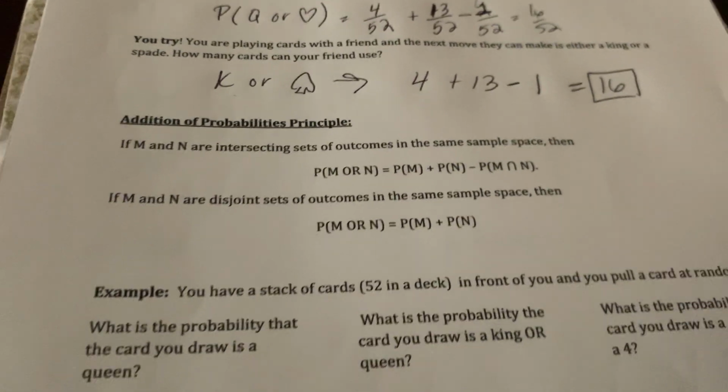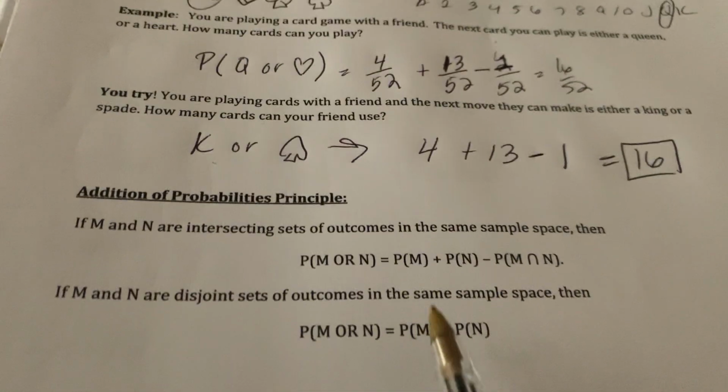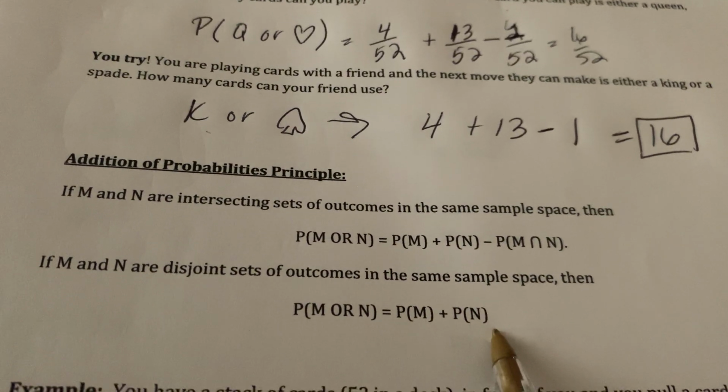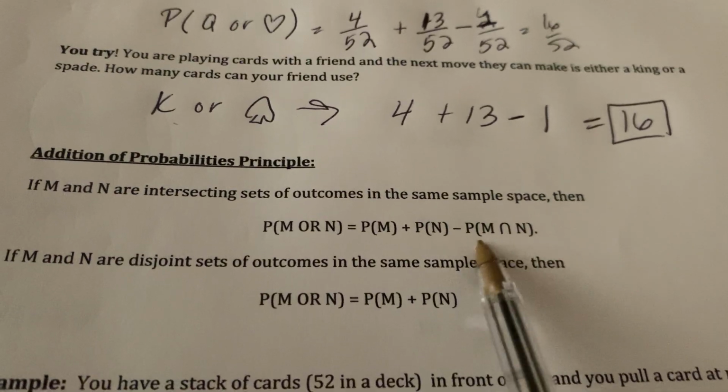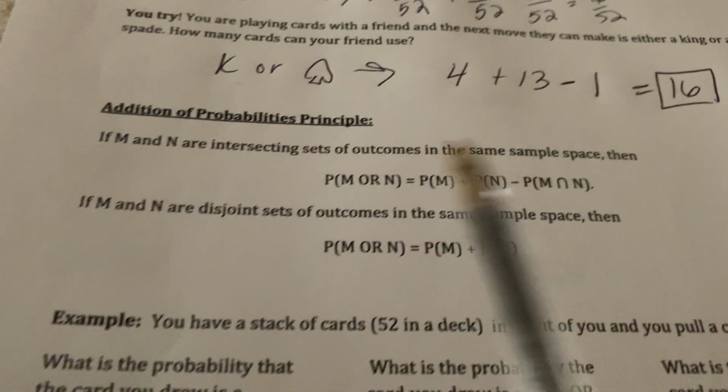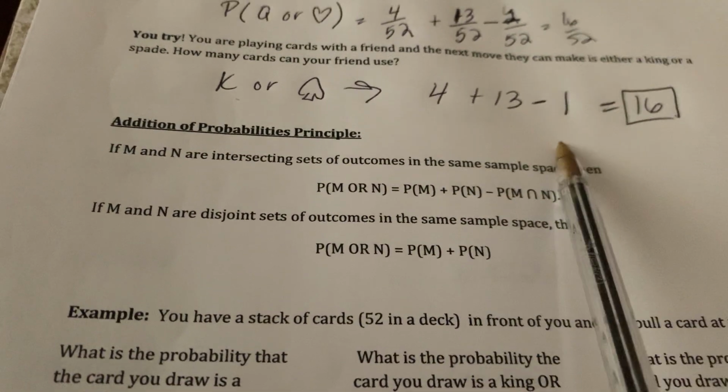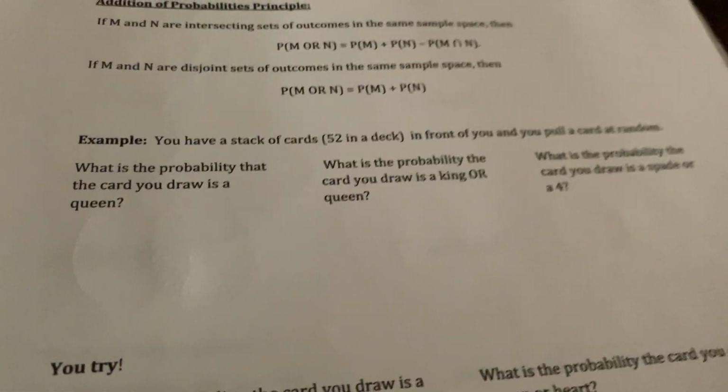It says if M and N, so this is pretty much what it's saying. If there's no cards that overlap, you just add them together. But if we had one that we counted twice, we subtract it. So it's just a formal way of writing it, subtracting their intersection. So here, let's try it again.